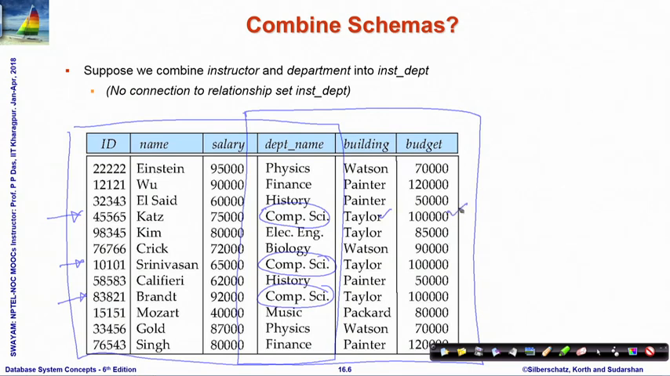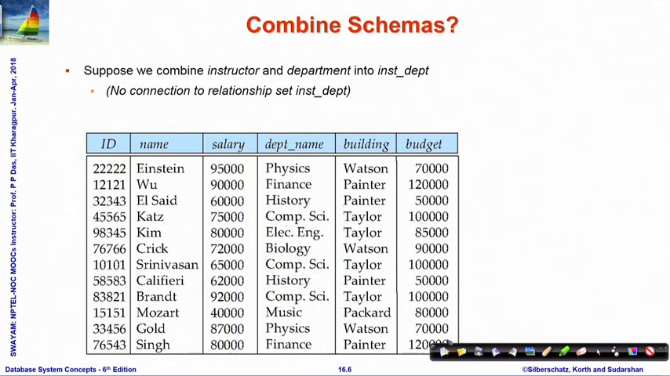Now, when they are combined, naturally, since computer science is located in the Taylor building, and it has a budget of say 100,000, all of these records will have this information repeated. So, this is not a very good situation, because this kind of situation is typically known in databases as redundancy, that is, you have the same data in multiple places.